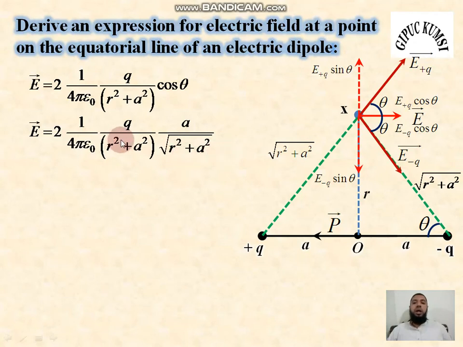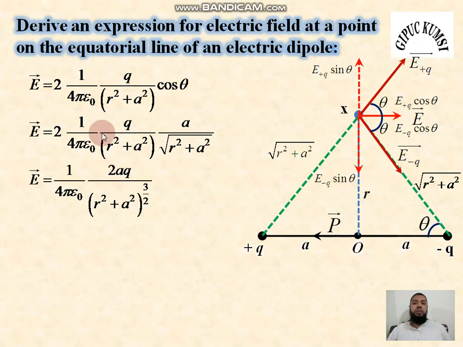Now here r square plus a square whole power 1 is there. Here r square plus a square whole power half is there. When the square root is converted to an index, it became half. 1 plus half becomes 3 by 2. Therefore 2aq divided by 1 by 4 pi epsilon naught, here 2aq divided by r square plus a square whole power 3 by 2.